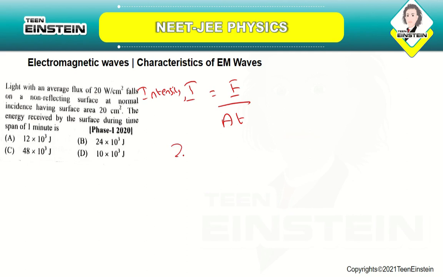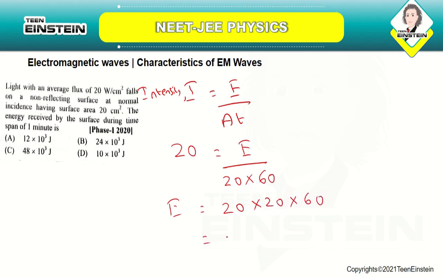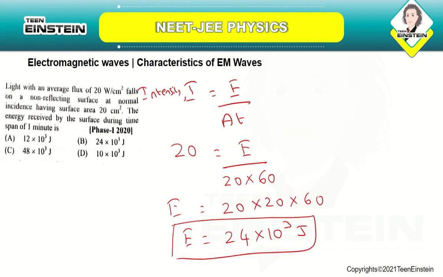So here they are giving you the intensity as 20, which is equal to E by surface area, into the time, which is 60 seconds. Because they have told it is 1 minute, we are converting into seconds, so it will be 60 seconds. If you solve this, you will get 20 into 60, so this will be 24 into 10 power 3 joule. So the energy received by the surface during the time span of 1 minute is 24 into 10 power 3 joules. So the correct answer is option number B.